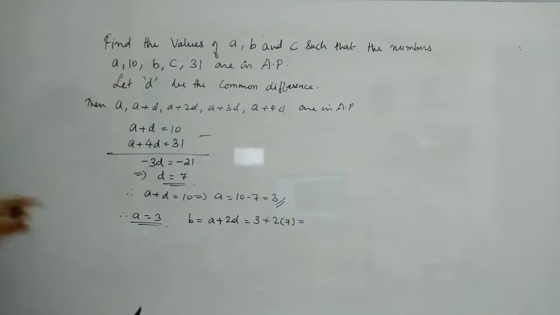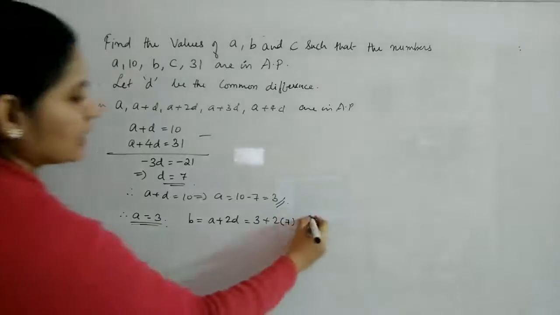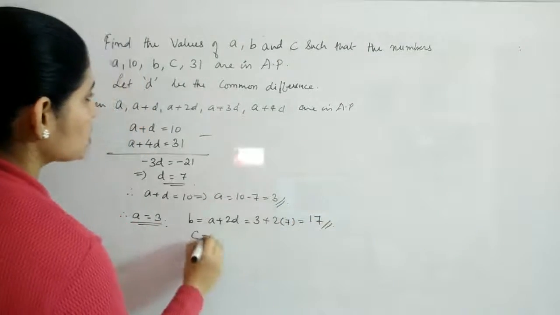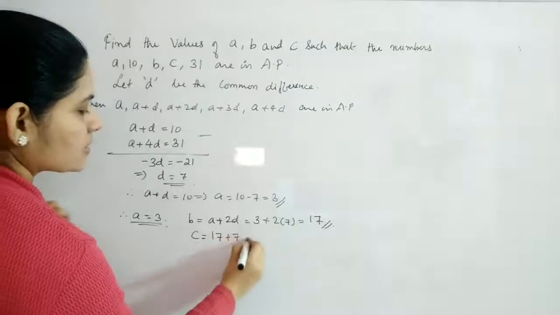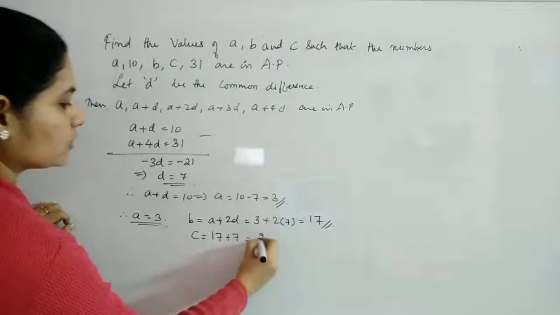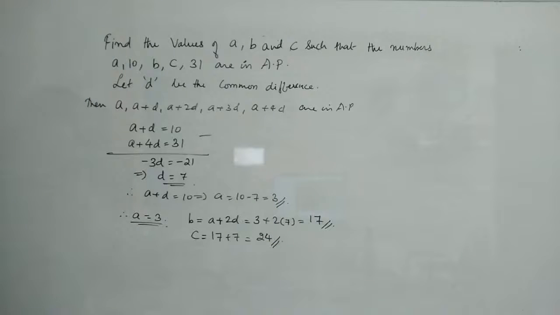So what are the values of B and C? B is equal to 17 and C is equal to, again you can add 7 to this term, which will give you the next term, 24. So the values are 3, 17 and 24 for A, B, C respectively. All of you got?